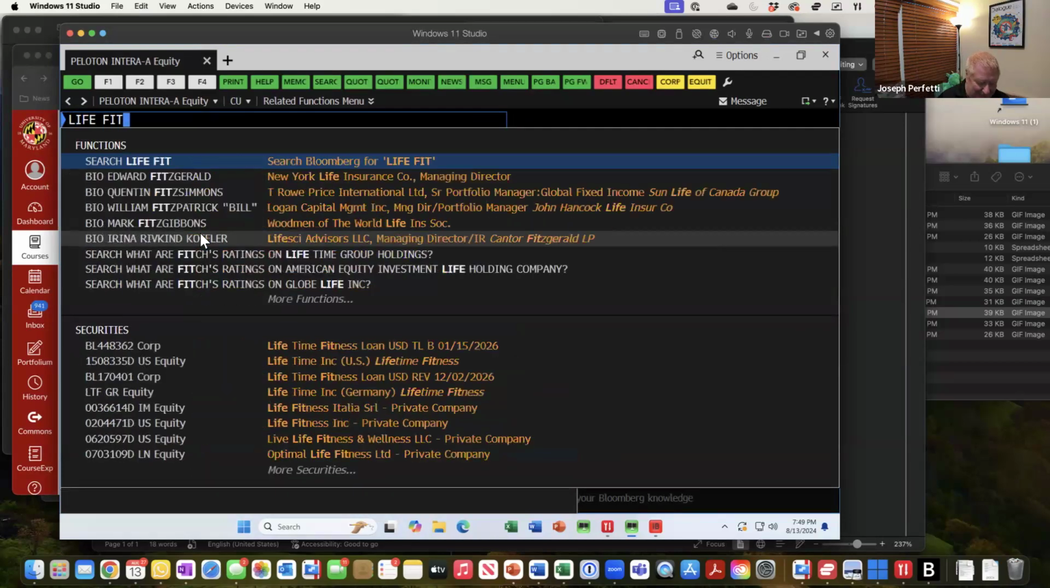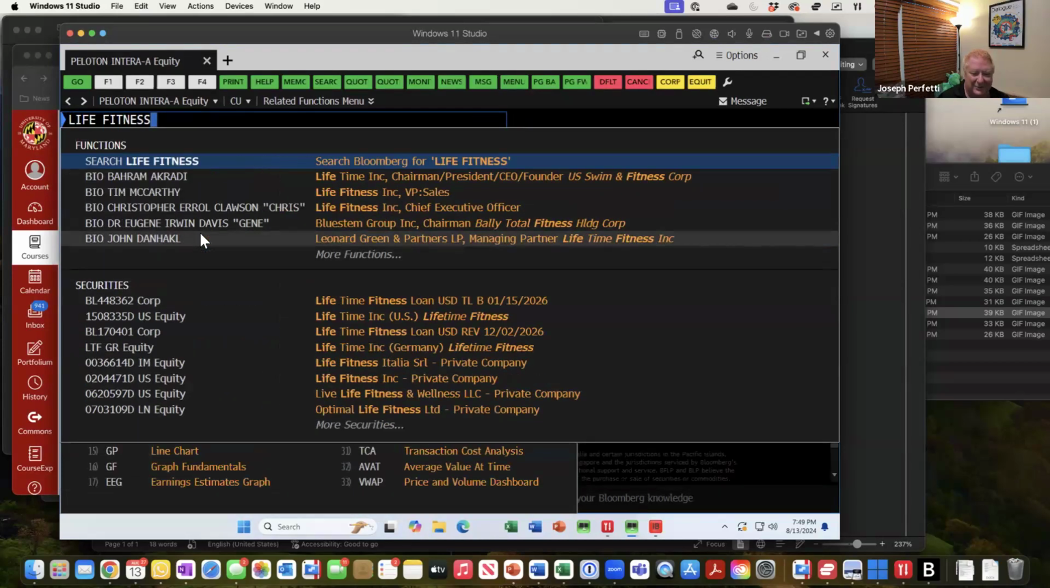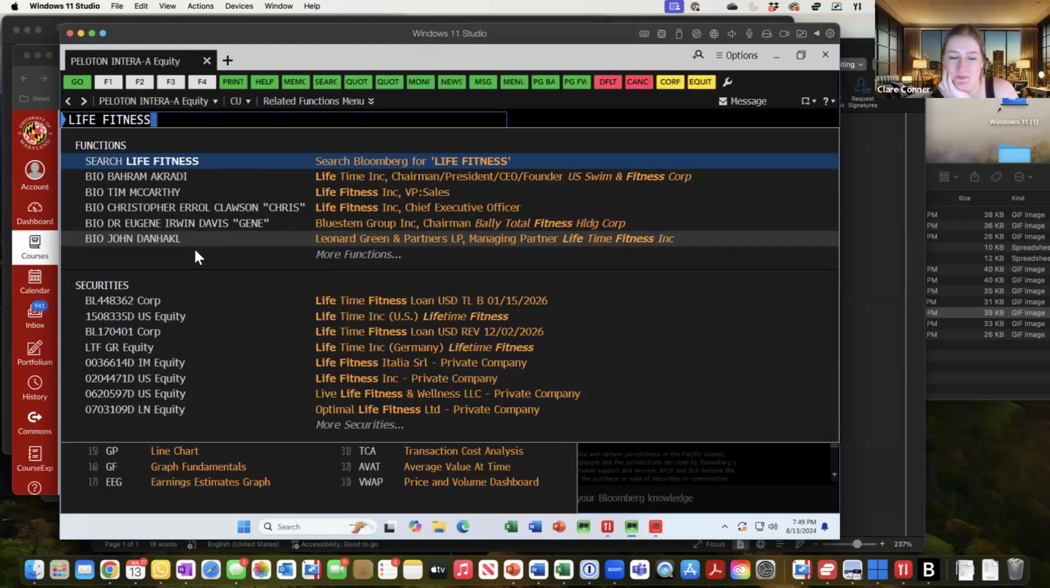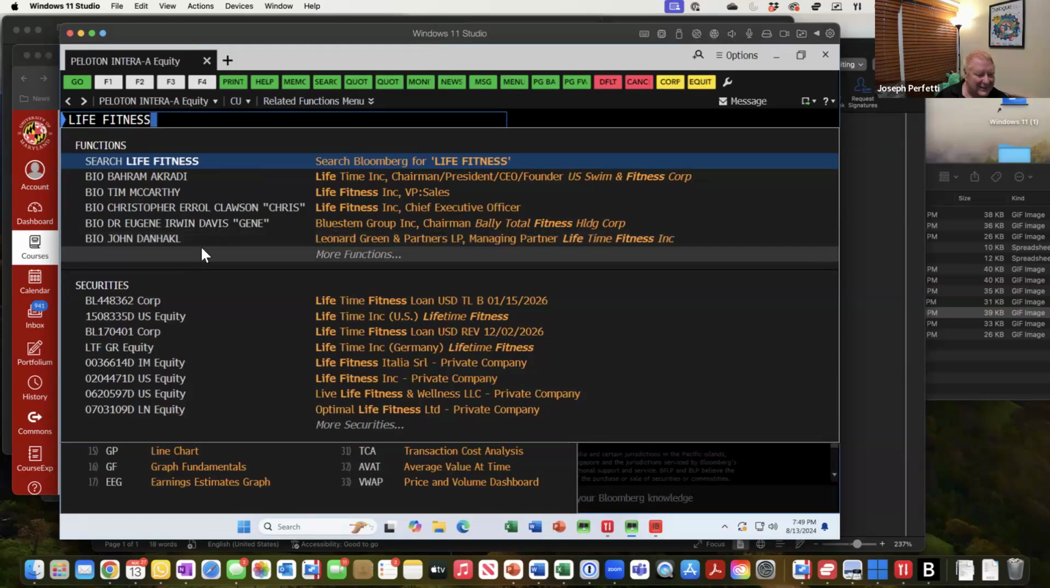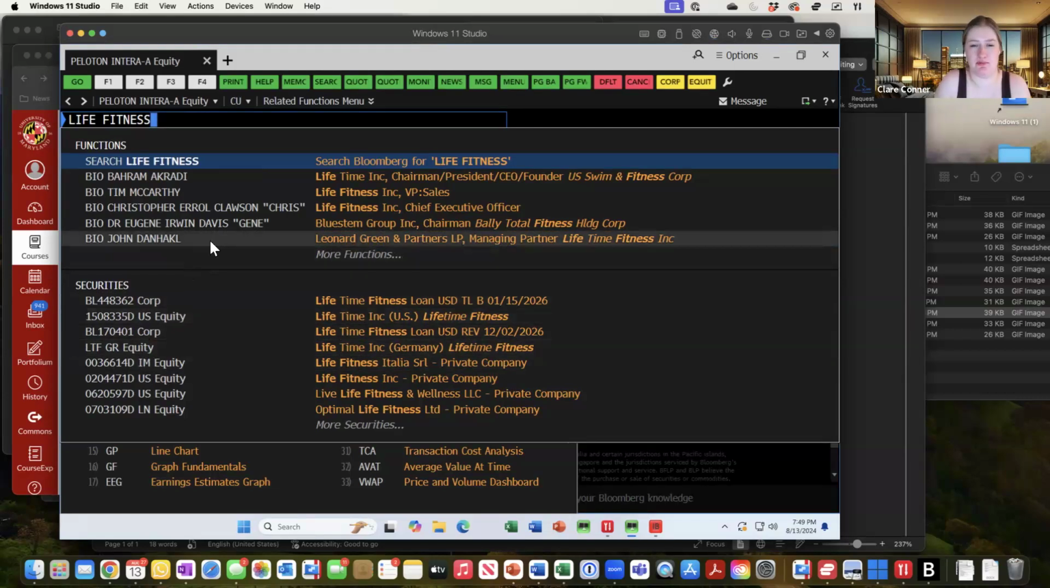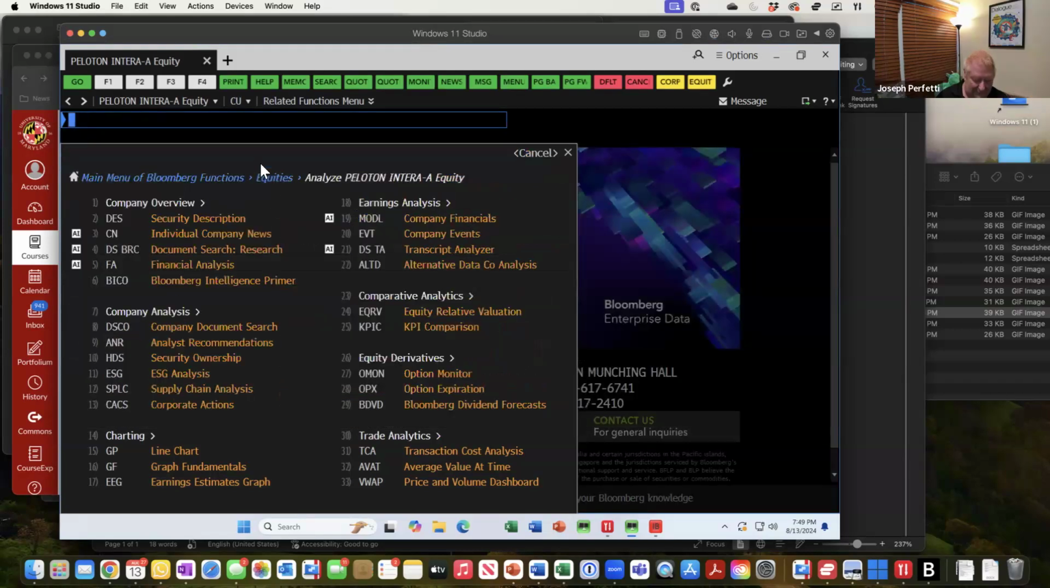I'm glad we're going through this exercise, because a few weeks ago when I was doing the lecture notes, I realized this is one of the most difficult parts: finding peers. You have found the example. Peloton is not easy to find peers for. Life Fitness. It's private. No, it's Lifetime Group Holdings, LTH. Okay, just their ticker, LTH.